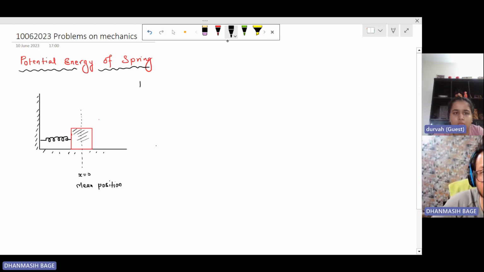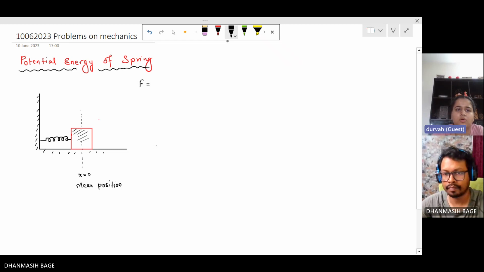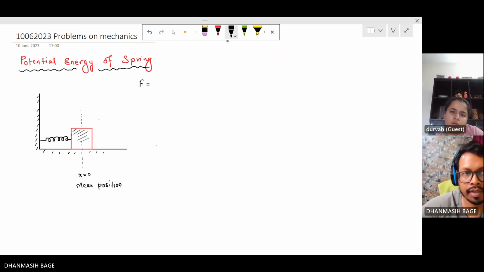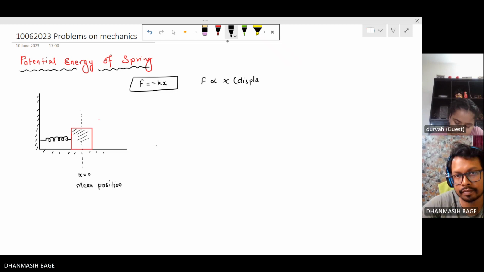Spring force, you know the force? F is equal to what? The spring force is minus kx, right? Okay, let's try to understand this force. Tell me, is this force constant? It clearly tells you that the force is directly proportional to the displacement x. Here x is the displacement with respect to the mean position, right?